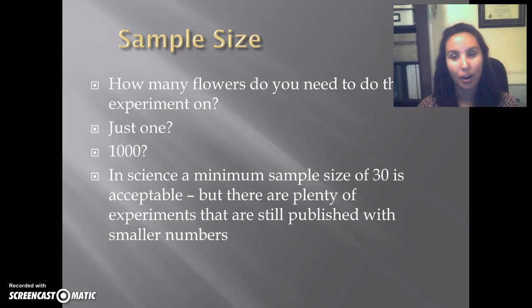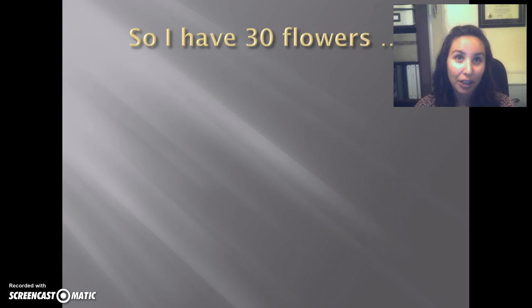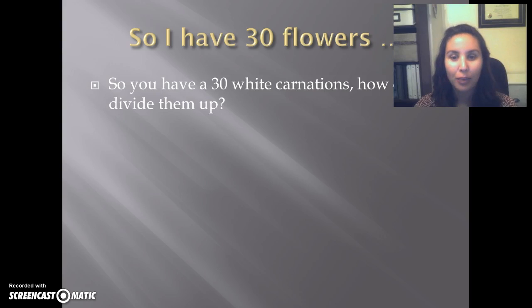Sample sizes are important. If we were just looking at one flower, what your observations are may not always be true. And so if you have a minimum sample size of 30, that makes it more legitimate for your variables. So you have 30 flowers. What do you do with them? How do you divide them up? You have the experimental ones, which are going to get the blue food coloring, and you have the controls that are going to get the clear water.